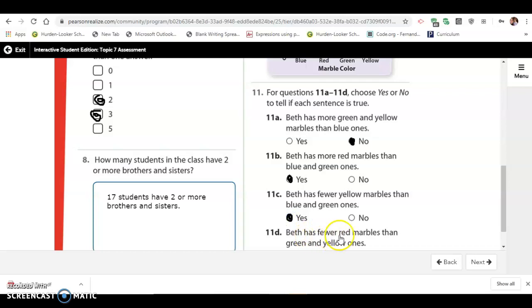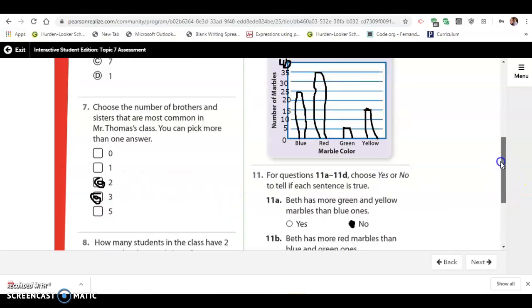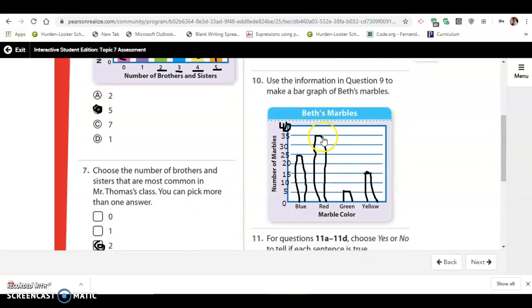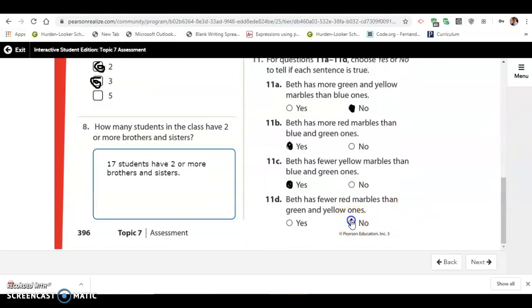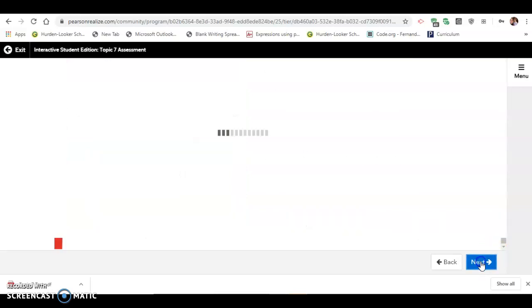Does Beth have fewer red than green and yellow? So is red less than green and yellow? Red is 35. Is that less than green and yellow? Green and yellow is 15 and 5, that's 20. Is 35 less than 20? No. Next page.